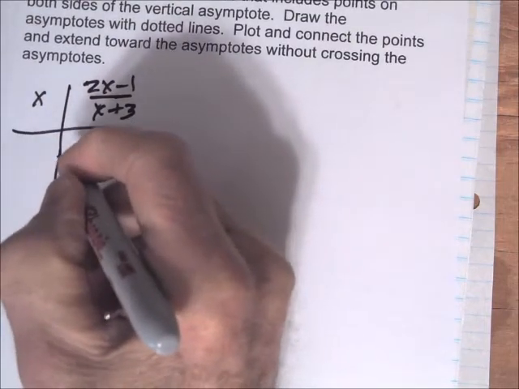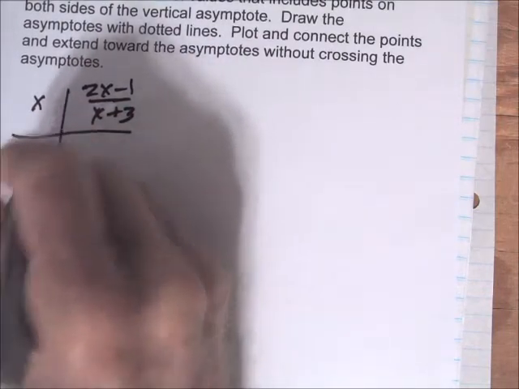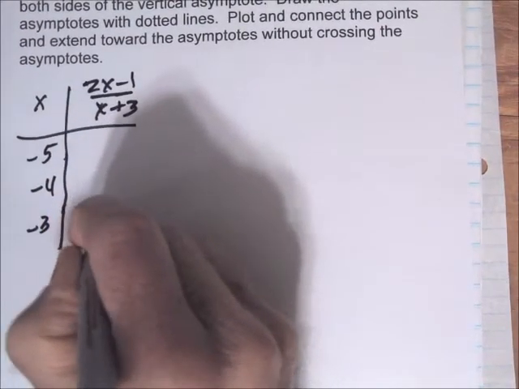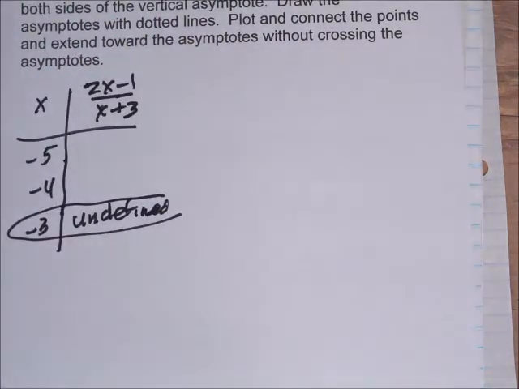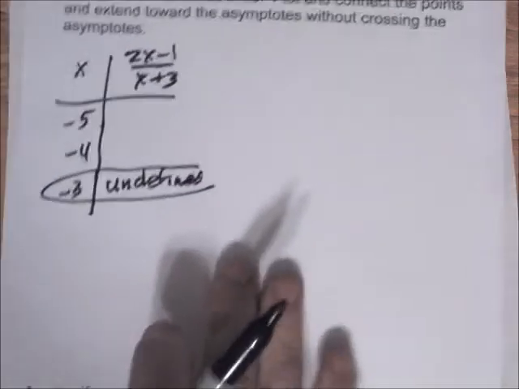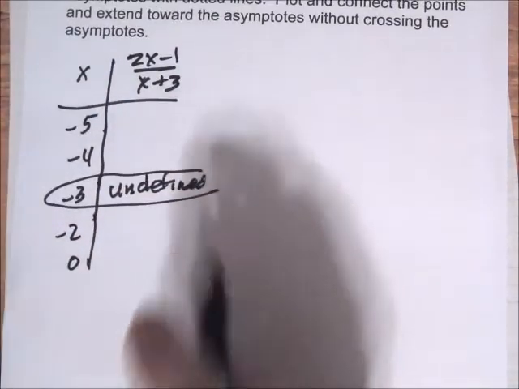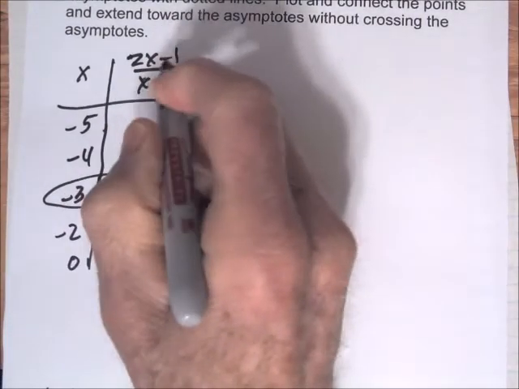Okay, so we want to pick points on either side of the asymptote. So I'll say negative 5, negative 4, negative 3. That's undefined. That's our asymptote. Okay, I'm frozen here. Let's unfreeze. Okay, looks like I'm unfrozen. Let's say negative 2 and 0. So I have 2 points on either side of the vertical asymptote, and then I can compute f of x.